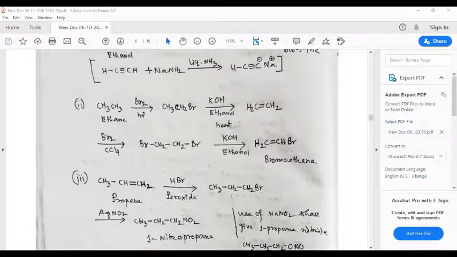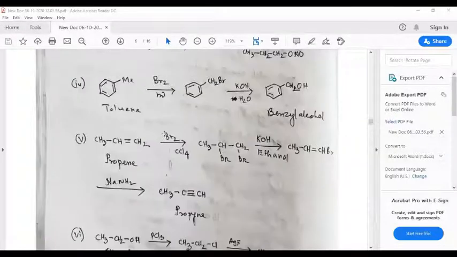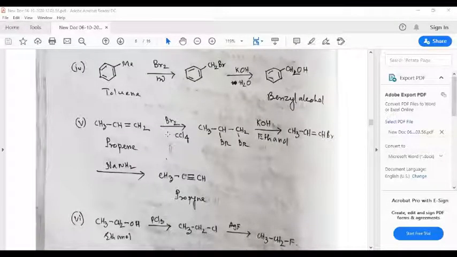Question number 5. How to convert propene to propyne. So this is propene; bromination in carbon tetrachloride gives 1,2-dibromopropane. This 1,2-dibromopropane is a vicinal dihalide. On treatment with ethanolic potassium hydroxide, it gives 1-bromopropene.